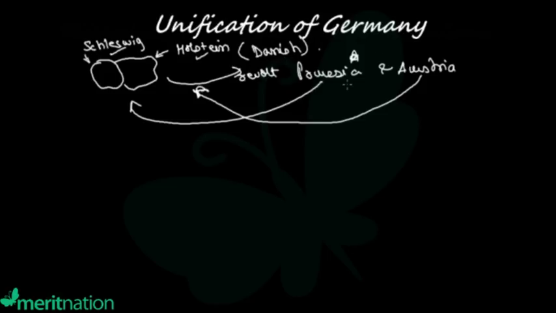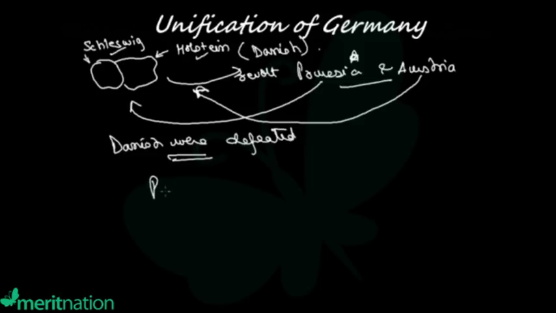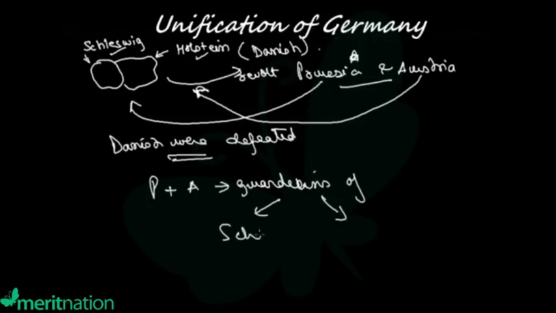So finally what happened? With the help of Prussia and Austria, the Danish were defeated. But as a result of this defeat, Prussia and Austria emerged as the guardians of these two places, that is Schleswig and Holstein.